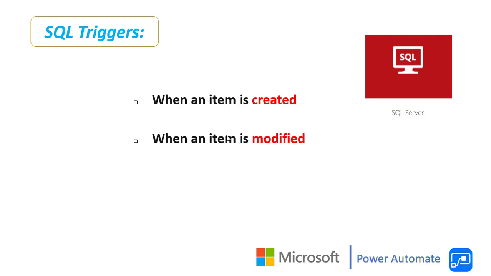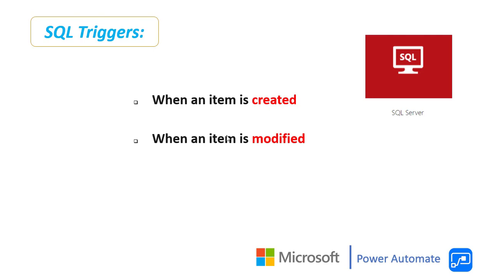Now, we will see what SQL triggers are available in Power Automate. A trigger is nothing but a starting action for a flow. The trigger can be something like a new email arriving in your mailbox or a new item being added to a SharePoint list. Here, we can see two triggers for SQL Server. One is when an item is created. Another one is when an item is modified.